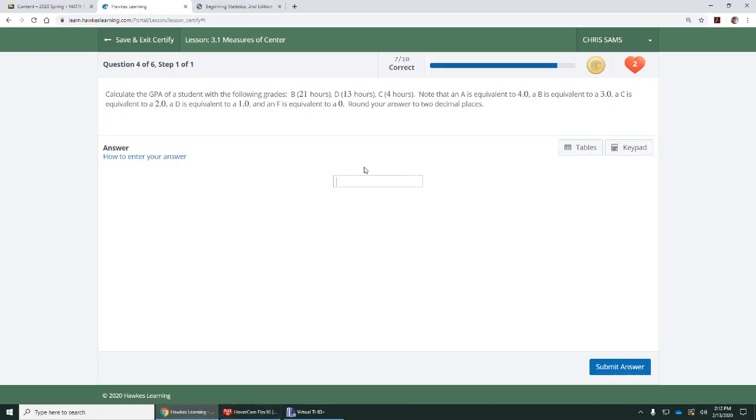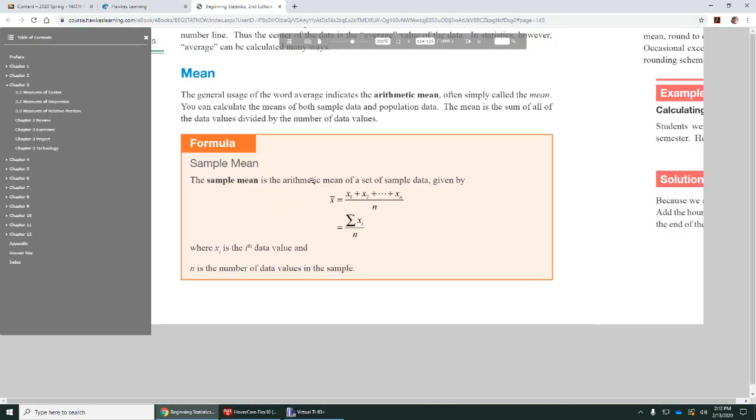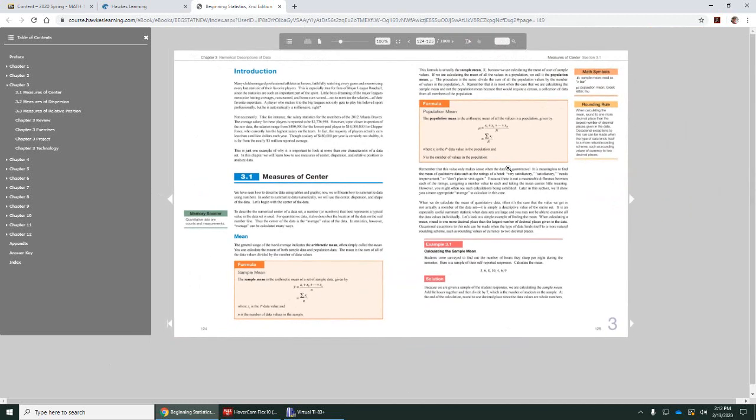All right, number 4, this is a weighted average. This is how you could calculate your GPA. This is also how we calculate grades. When everything doesn't have the same weight, we would use a weighted average. Okay, so I'm going to show you in the book where this formula is.